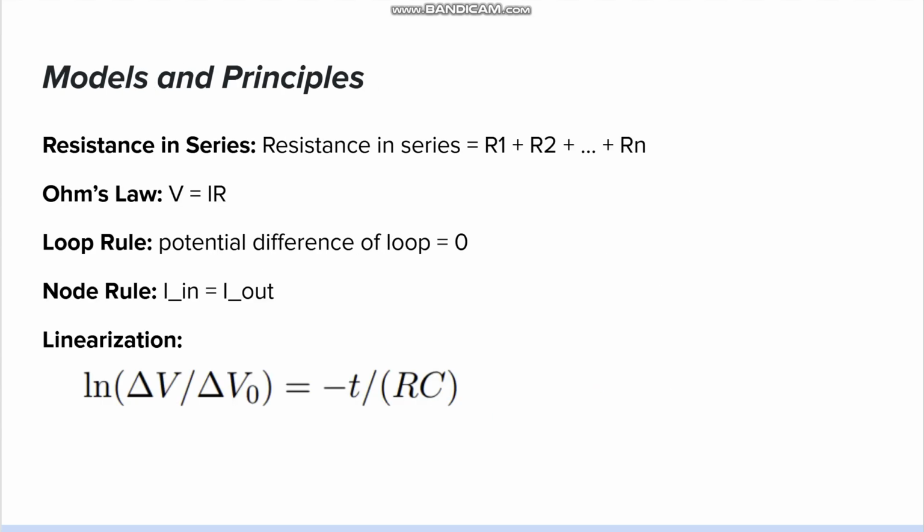Models and principles. The first model used in this lab was the resistance in series equation, which is R1 plus R2 plus ... plus Rn is equal to resistance in series. Next is Ohm's law, which is V is equal to IR. Next is the loop rule, which is the potential difference of a loop is equal to 0. The node rule, I in is equal to I out, and the linearization equation seen below.